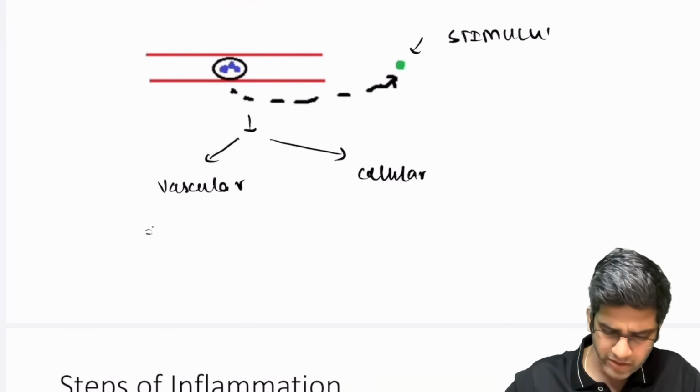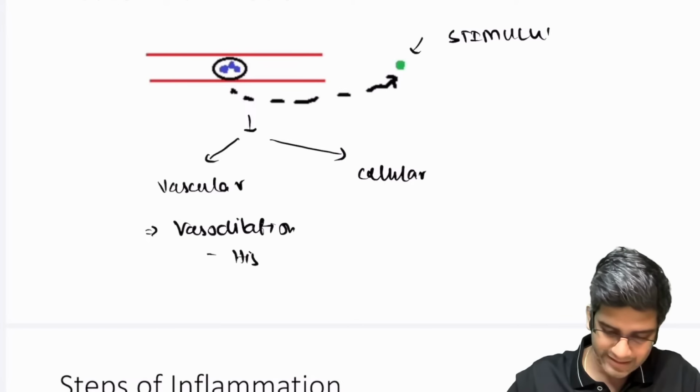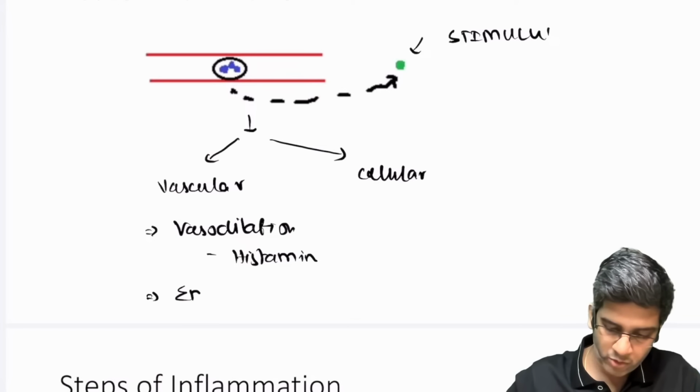Vascular phase, simply you can write, most likely it's vasodilation. That's the vascular phase which I'm talking about, which is primarily mediated by histamine. That's more than enough. Second, I'll have endothelial gaps.